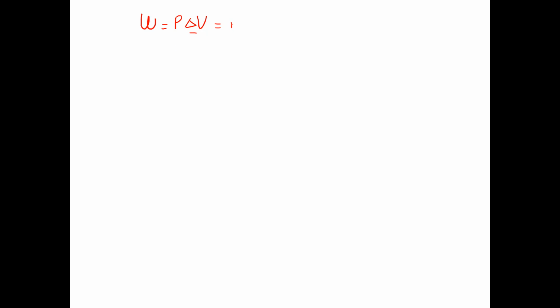But I can get this in terms of properties, because volume is equal to mass times specific volume. So I can change this form to be mass times pressure times delta specific volume. So what do I need to do? I need to find the specific volume of state 1 and state 2.